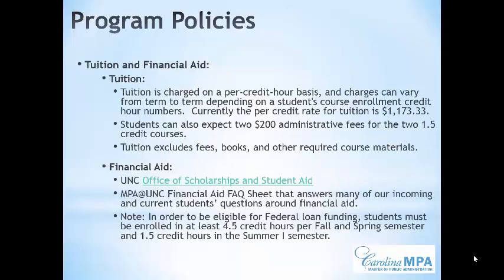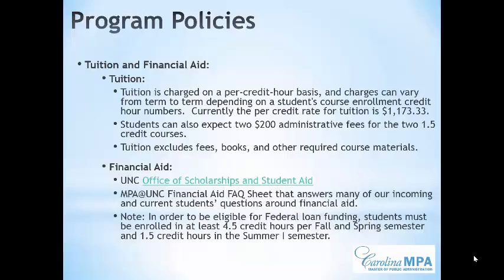Tuition and financial aid. Tuition is charged on a per credit hour basis, and charges can vary from term to term depending on a student's course enrollment credit hour numbers. Currently, the per credit rate of tuition is $1,173.33. Students can also expect 2 $200 administrative fees for the 2 1.5 credit courses. Tuition excludes fees, books, and other required course materials.